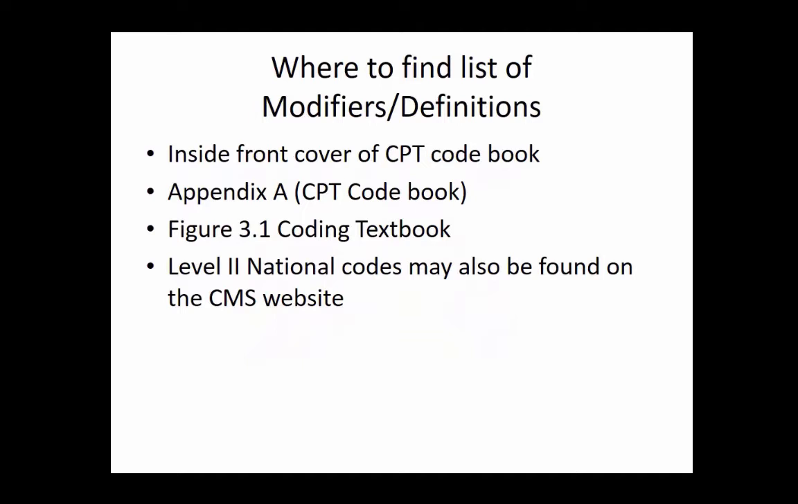When you are taking a test with me in this course, or when you're working in the real world, you have your code book as your reference. The modifiers are listed inside the front cover of the CPT code book with all the definitions. The ones in the front cover are short definitions. The full definition or description is in Appendix A in the back of the CPT code book. They're also found in Figure 3.1 in your coding textbook. And Level 2 national codes, there are some listed on the back of the front cover, but they're also found in their entirety on the CMS website.